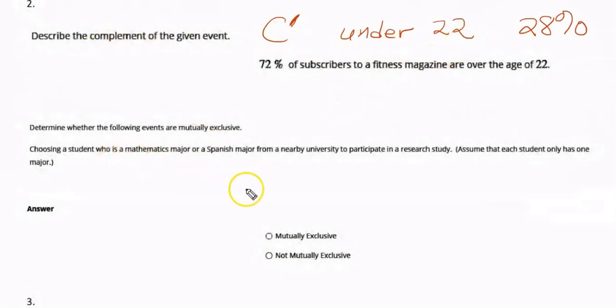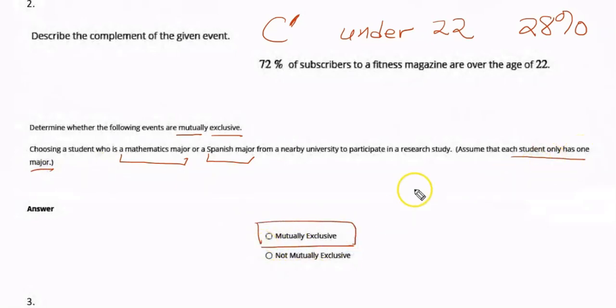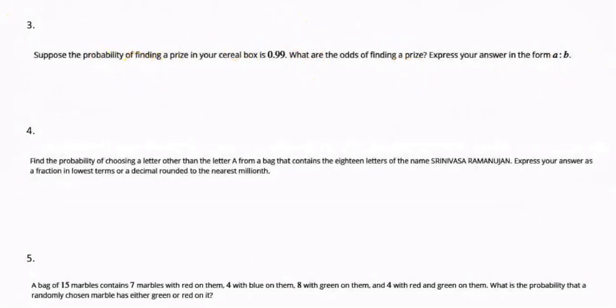Okay. Going on to this next one, we're going to see if these events are mutually exclusive. All right, take a moment. Well, you're going to have math majors and you're going to have Spanish majors. So are these events mutually exclusive? And assuming that a student can only have one major, the answer is yes. Now, if they could have more than one major, then they wouldn't be mutually exclusive because some could take both. But that would be a funny combination. And I see we may have a number extra there or short one. Not a problem. Just help spread things out.